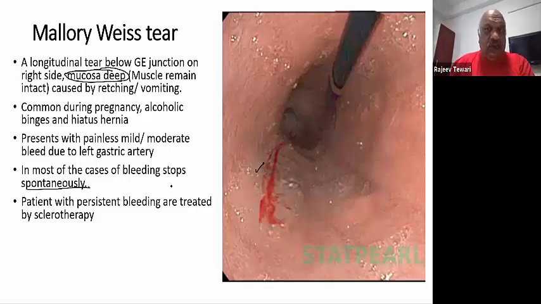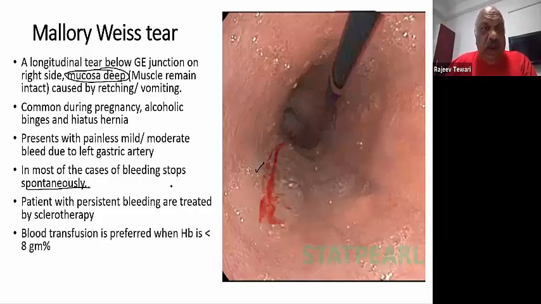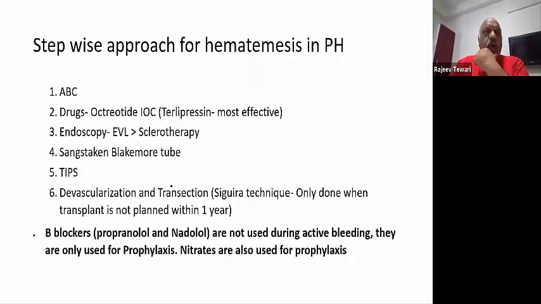Endoscopy is the investigation of choice. Really, you can go for sclerotherapy. The bleeding vessel again is the left gastric artery. So, yeah, the stepwise approach for hematemesis in portal hypertension.